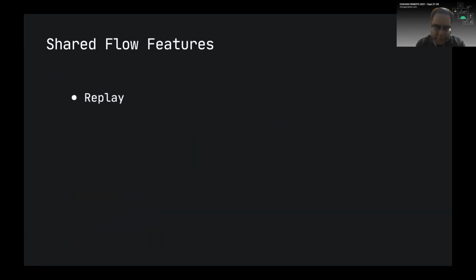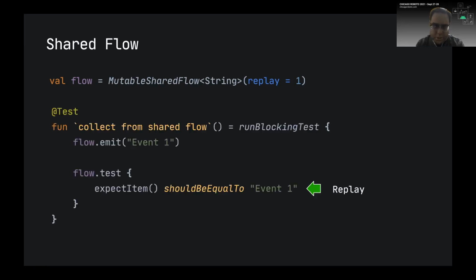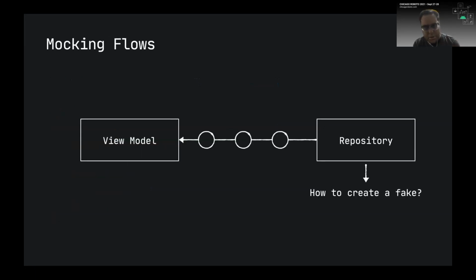So there's a replay that you could set up. It could be any number, 1 to 10, depending on your use case, like this, in the constructor. If I were to set up a replay of 1, then this test that we saw previously will pass. So that's the replay feature that's useful.